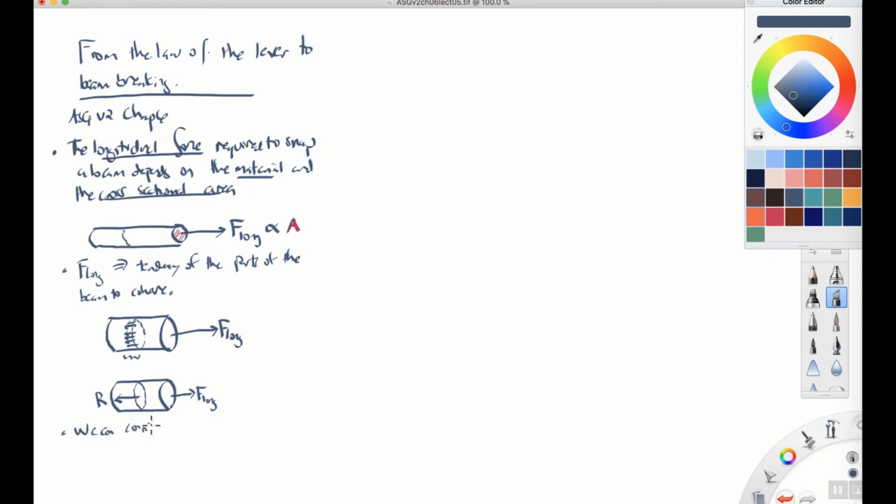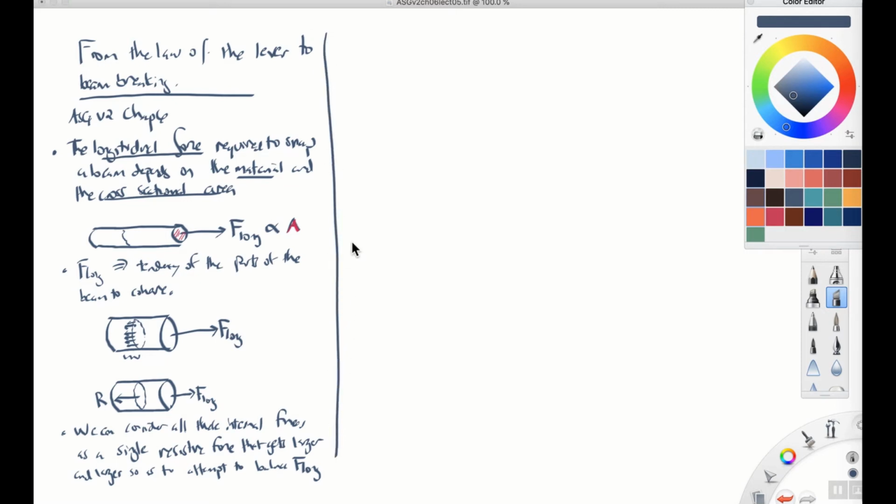We can consider all these internal forces as a single resistive force. This is a simplification that gets larger and larger so as to attempt to balance the longitudinal force that you are applying to the beam to try to break it. And it can increase, so R, this resistance force, can increase up to some maximum value.